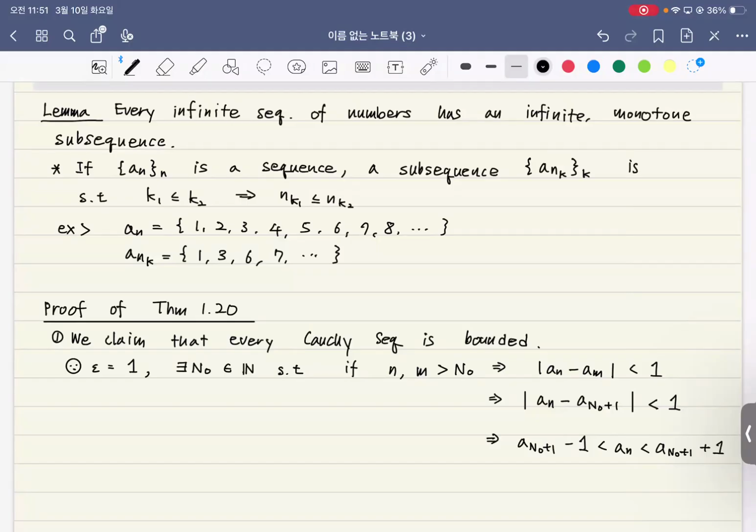So that means beyond this point, all the terms must lie between this constant and that constant, right? So all the terms beyond n0 are bounded. Other than that, we only have finitely many terms, from a1 to an0. Therefore, finding the upper bound of all these numbers gives an upper bound of the entire Cauchy sequence. So we know the sequence is bounded.